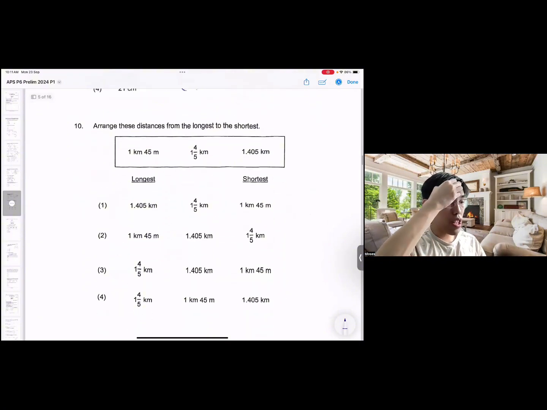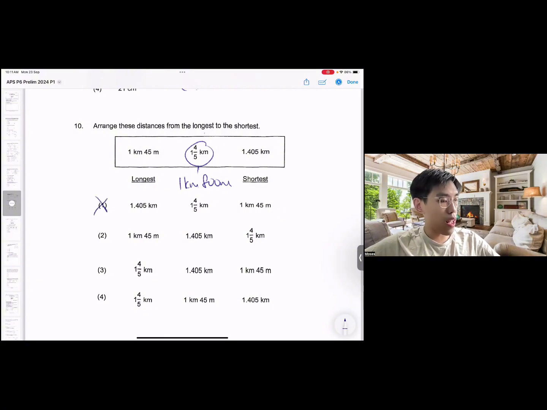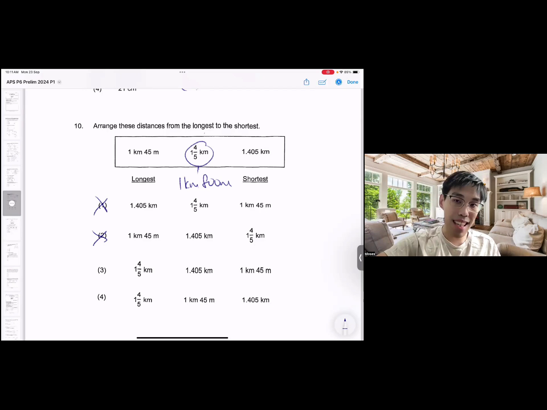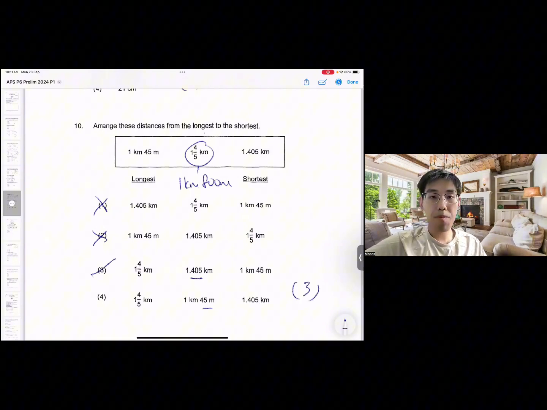Okay, arrange these distances from longest to shortest. 45 meters, 4/5 kilometers, 0.405 kilometer. You must understand that this one is actually 1 kilometer and 800 meters. This one is more for conversion of units. So the longest is definitely this one. So options 1 and 2 are out. You must learn how to do smart elimination. Those answers that are wrong, just take out. Don't think about them anymore. Then for 3 and 4, which one do we take? This is 400 meters and this is 45 meters. So the answer will be option 3.